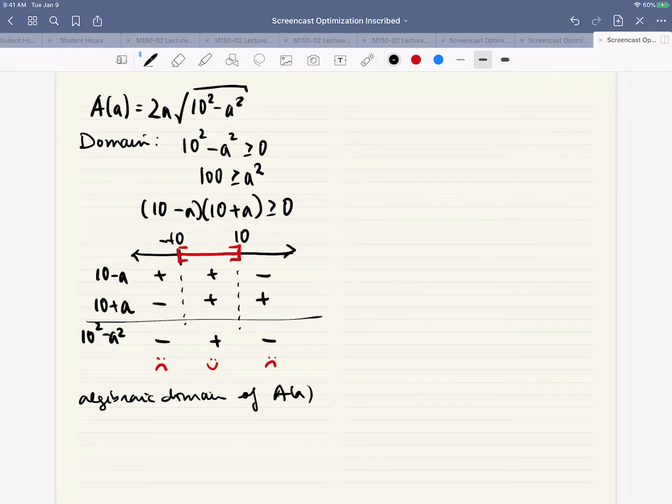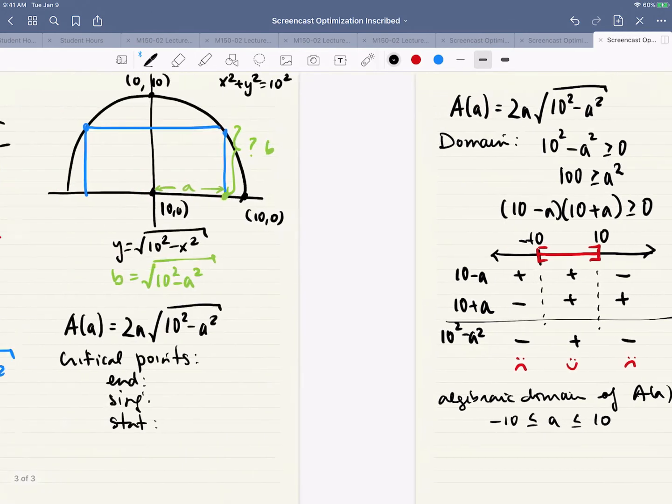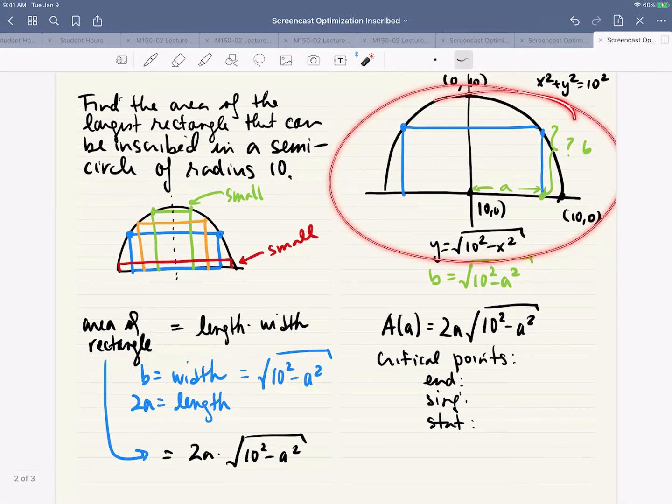So this is the algebraic domain of my area function. It's the set of a values between minus 10 and 10. But let me draw your attention to the context from which this area function arose. I'm going to go back. We built this area function from this idea of length times width, and we looked at the a and the b to help us build the length and the width. So here's where a is in the picture. A is the length of the rectangle as it extends into the first quadrant. So the smallest a can be is 0, and the biggest a can be is 10.